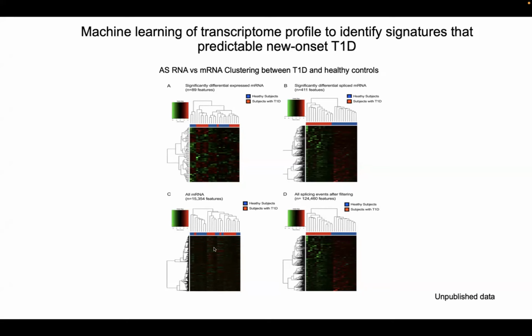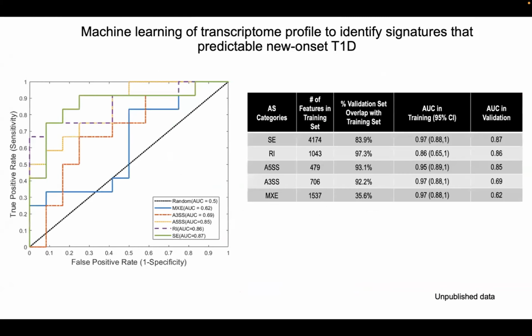You can see that whether at the whole genome level or at the significant differentially expressed level, the alternative splicing has shown much better performance in clustering when compared with the regular mRNA profiling. And furthermore, we divided those alternative splicing events into 5 different categories for prediction and validation. From this AUC performance in the validation set, we can see that the top 3 alternative splicing categories have shown much better performance when compared with the bottom 2.